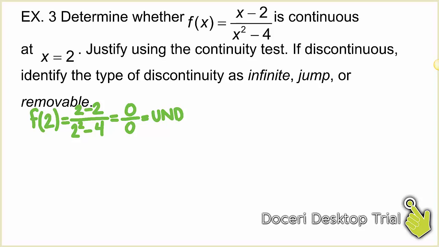Okay, so now I'm going to look at the limit. So the limit as x approaches 2 of x minus 2 over x squared minus 4. So we're going to draw our table.